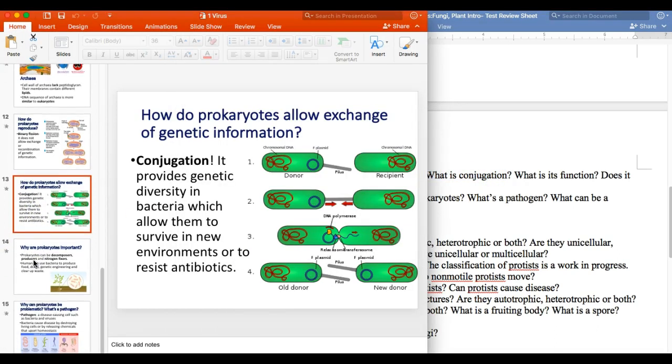The next one is called conjugation. Conjugation is how prokaryotes can actually share their genetic information and allow new genetic combinations. So remember when we talk about antibiotic resistance, let's say this bacteria right here has antibiotic resistance within this little plasmid. It can form a pilus and send a copy of this plasmid into a recipient. So now this bacteria is still the same as the original bacteria, except now it has a new piece of DNA.